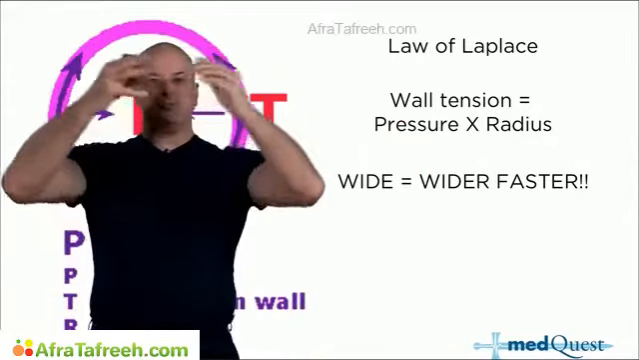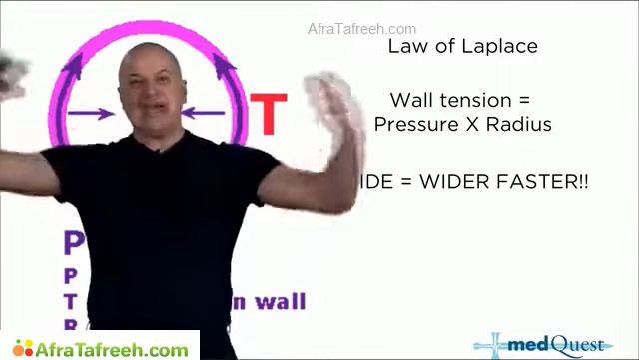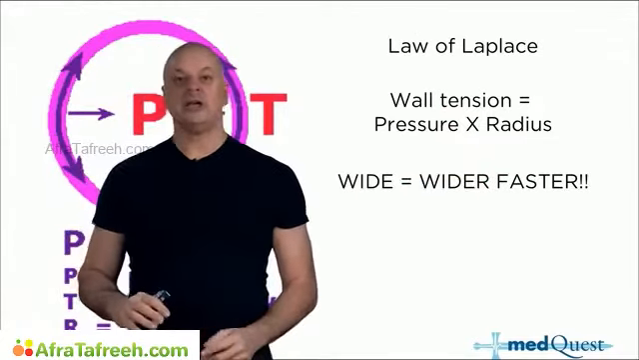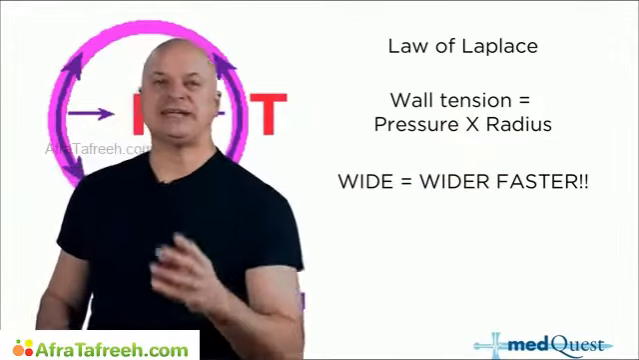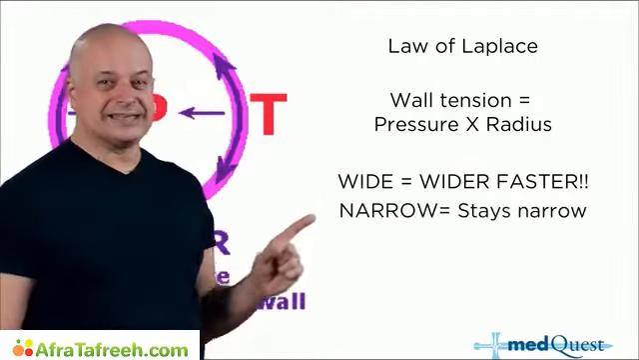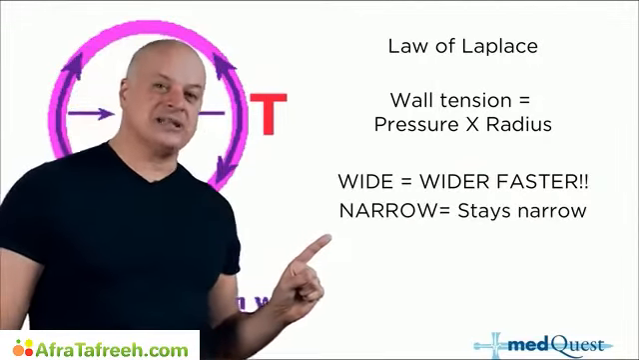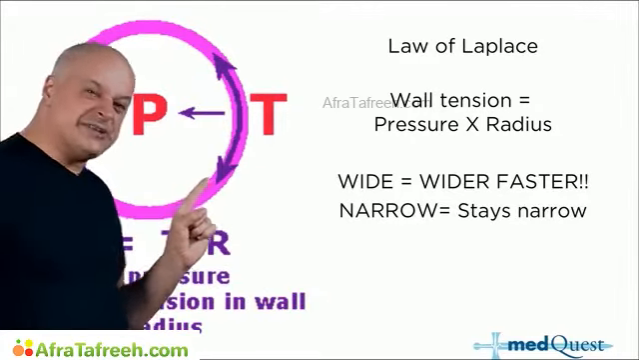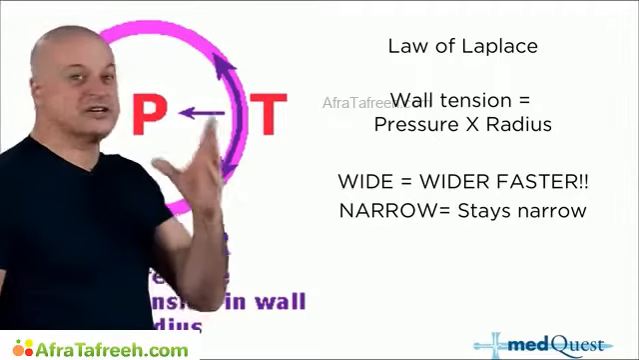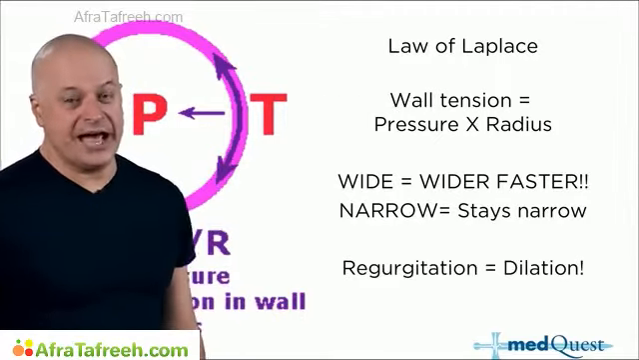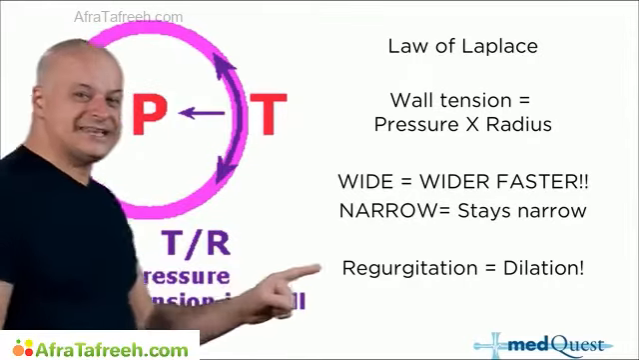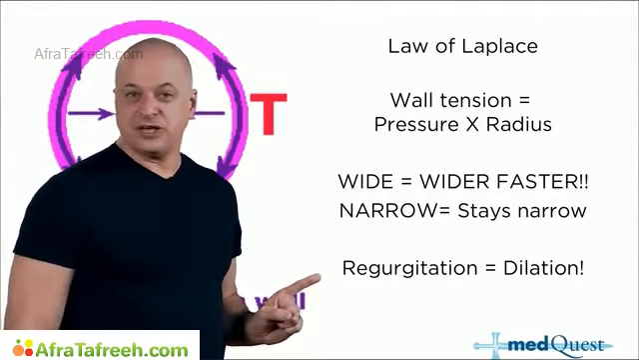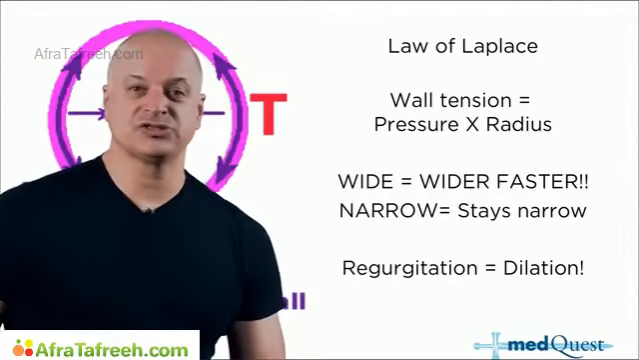When balloons blow up, they blow up even faster at the end. Small balloons are hard to inflate. Big balloons are easy to inflate, because wide dilates and narrow collapses. That's why when people get dilated aortas and dilated hearts, they tend to dilate faster and faster and faster, and then you die. Everybody who has dilation automatically has regurgitation.